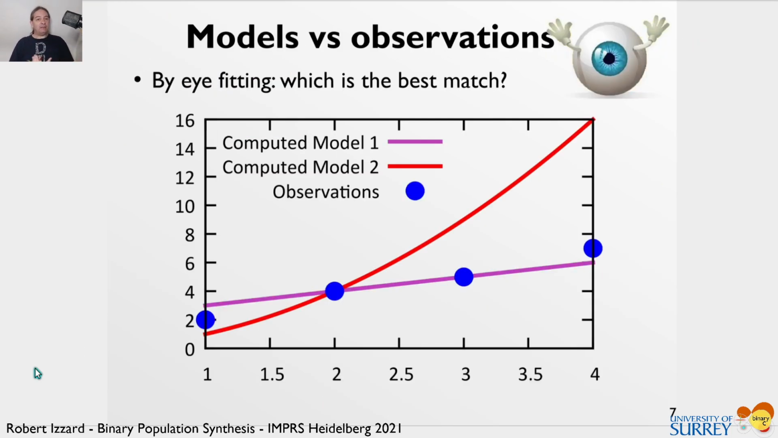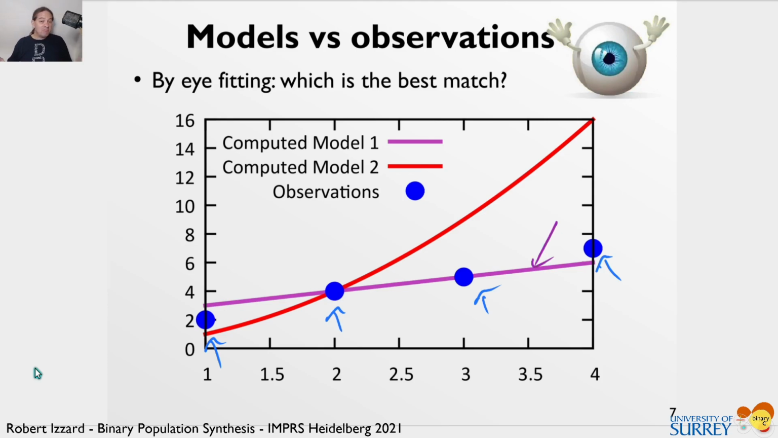Now, when you do have your observations and your models, and you've taken into account the selection effects, you say, well, which is best? Which model fits the observations best? And here the observations are these blue points. Of course, these are completely made up observations. Which of my two models, the purple line or the red line, is best? Well, clearly the purple line, right?